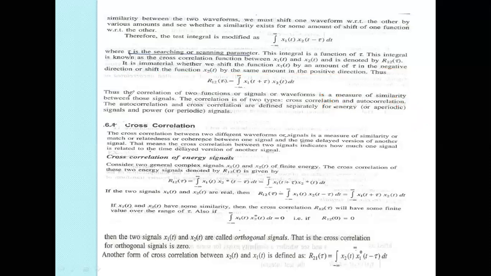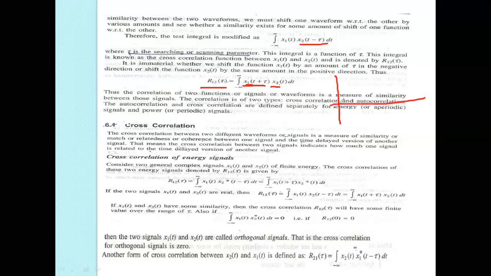Okay, my dear students. Thus, the correlation of two functions or signals or waveforms is a measure of similarity between those signals R12, the two signals. The x2 is delayed with the tau samples and x1 is advanced with the tau samples. But both the equations, both the waveforms, are a measure of similarity between those two signals only.